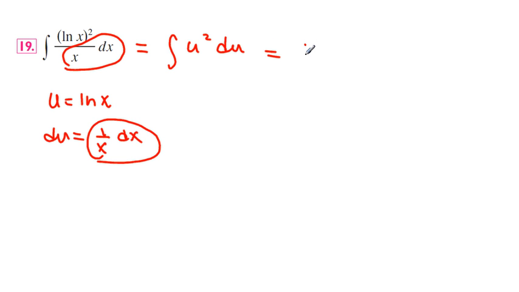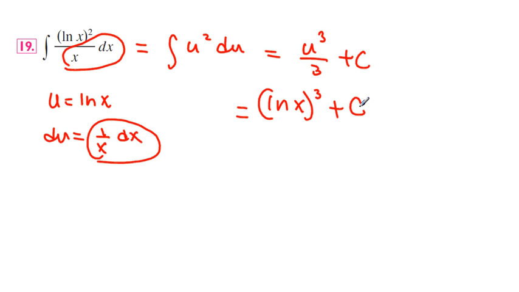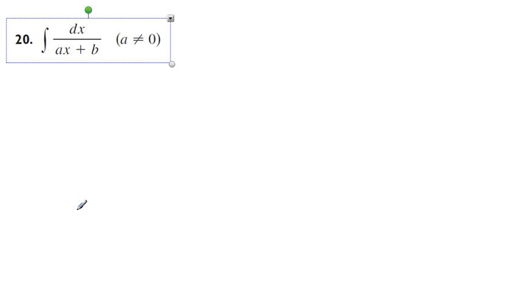Then we change that into u to the third power over 3 plus c. Now, then since u was ln of x, we will end up having, in fact, ln of x to the third power, over 3, plus c. That becomes our final answer. Alright, let us move on to number 20.